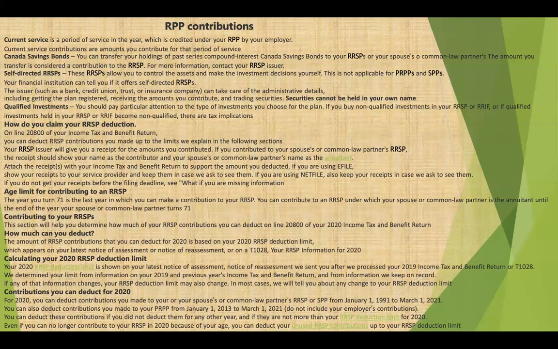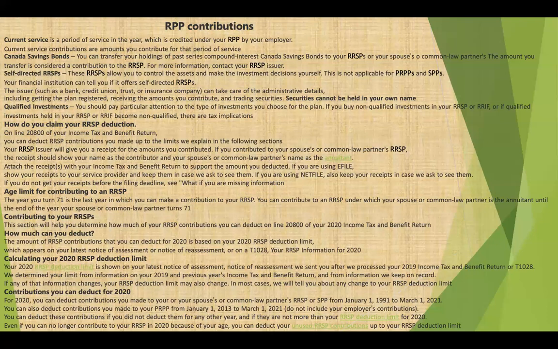Self-directed RRSP. This RRSP allows you to contribute assets and make the investment decisions yourself. Your financial institution can tell you if they offer these services. Qualified investment: you should pay particular attention to the type of investment you choose for the plan.